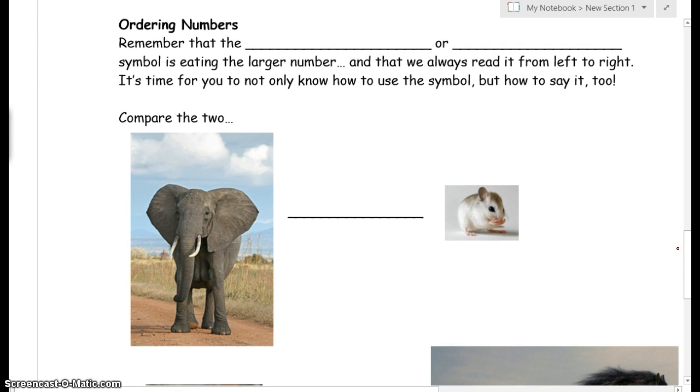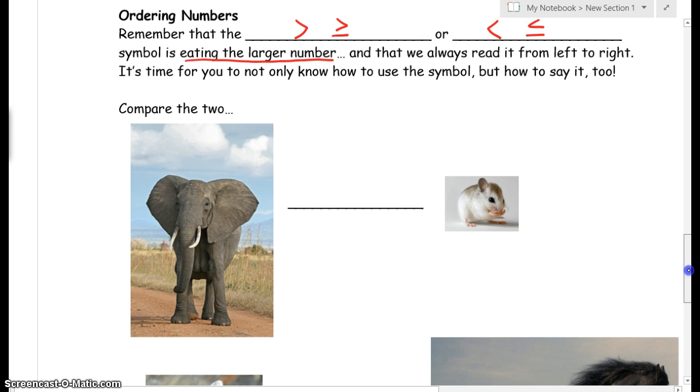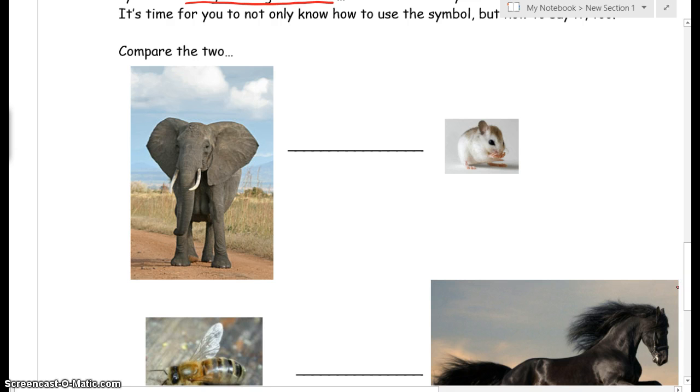All right, remember that there are symbols that we use to represent things. So remember the greater than or equal to symbol, or less than or equal to symbol. We're going to be using these symbols to help us see which one is bigger. And remember that we always eat the larger number or the larger object. So for example, if you look at an elephant and a little mouse, aww, so cute. What we notice is the elephant is bigger, so we're going to eat the elephant.